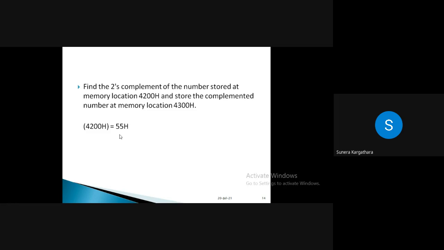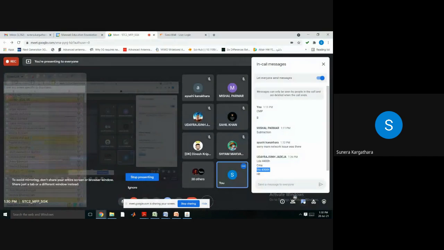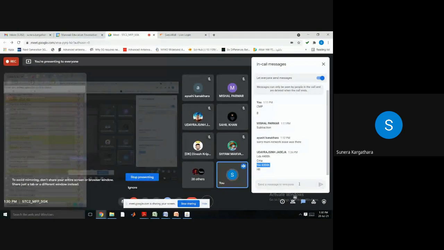Again, like the previous case, we want to perform a complement operation, but here we want to find 2's complement. Are you getting me, students? Instead of 1's complement, we want to find 2's complement. Data is available at the location, and finally the result we want to transfer to memory location 4300. Yes, let's do it.